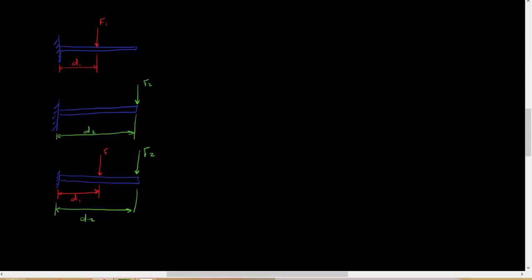So let's take a look at these. I've got a fixed beam, and when I draw the free body diagram of this fixed beam, I will always have a force in the y, a force in the x, and I have my moment. If this is point A, this would be AX, this would be AY, and this would be the moment about A. So the fixed support has all these 3 reaction forces.